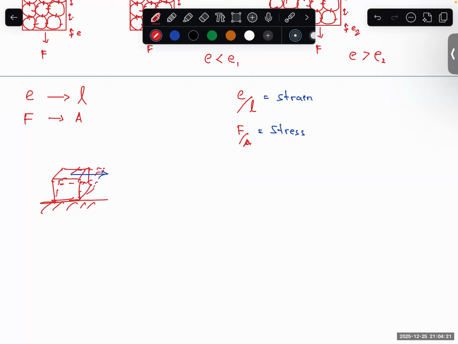So this is tangential, it's going to a side. So, okay, that's called shear. You will see shear stress and shear strain there.